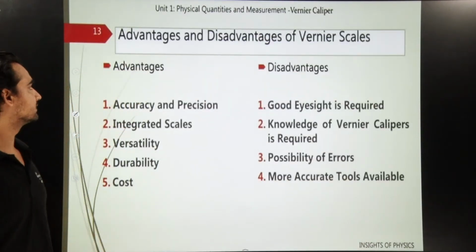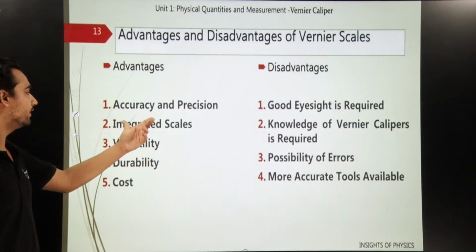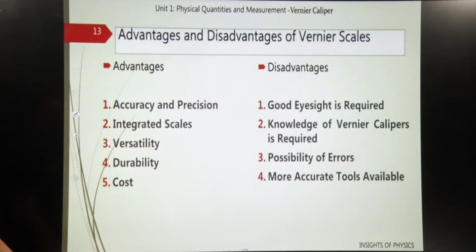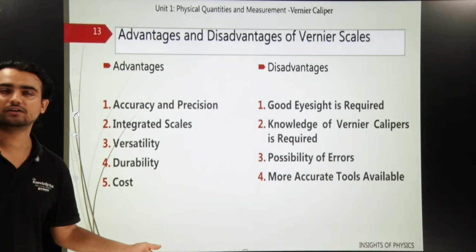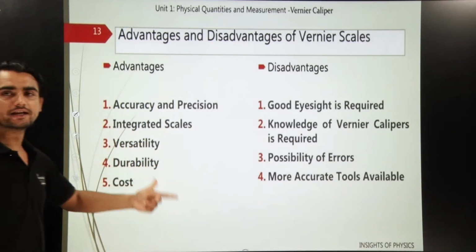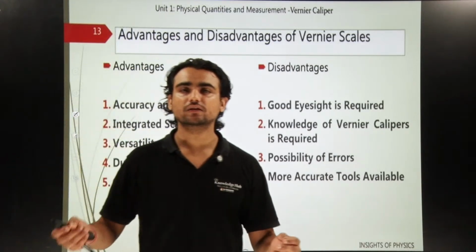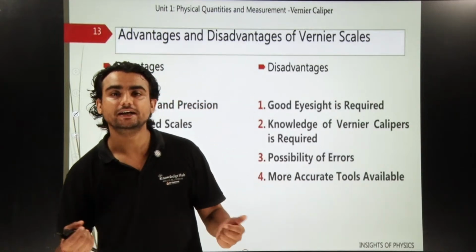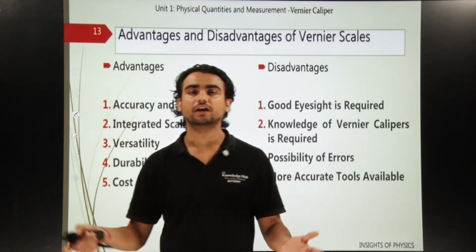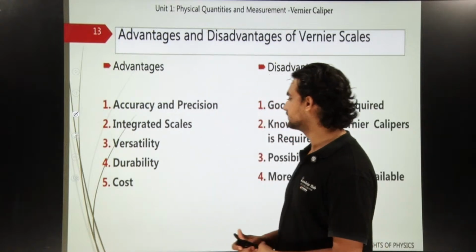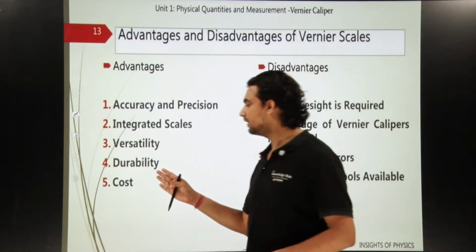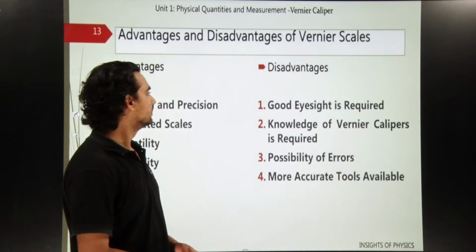So what are the advantages and disadvantages? Advantages: it is accurate, and it has integrated scales. Integrated means there are two scales in one. It is versatile, because I can measure the length of, let's say, a cylinder, the diameter of a cylinder, the diameter of a sphere. So it is very versatile. It is durable and it is cost efficient.